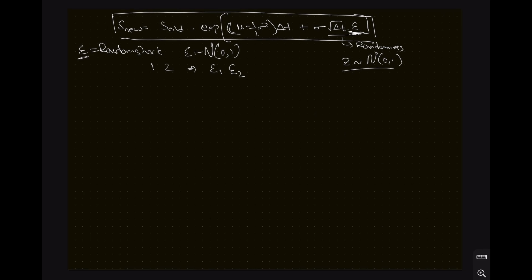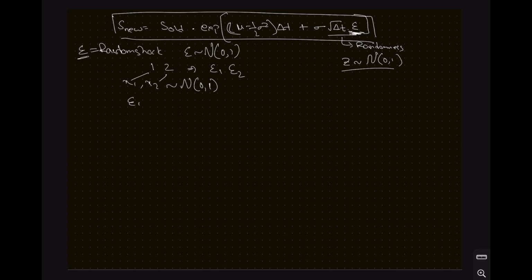To make it correlated, let's first draw two independent normal variables, x1 and x2. These are going to be completely random. So we're going to generate two random numbers first, one for each, and then we make it correlated.